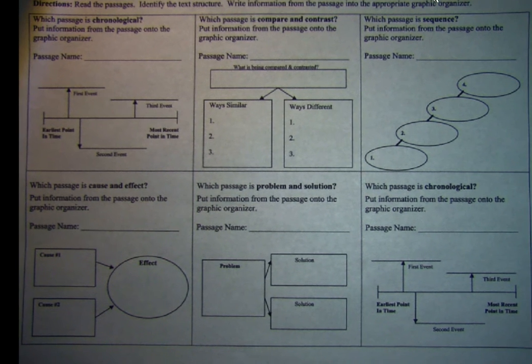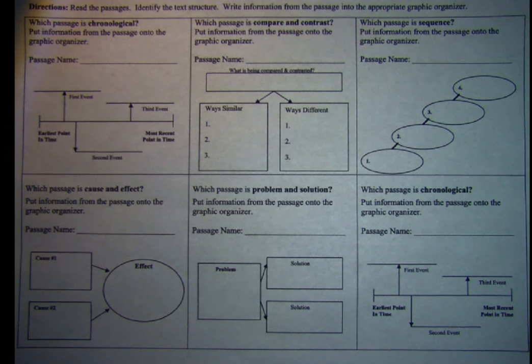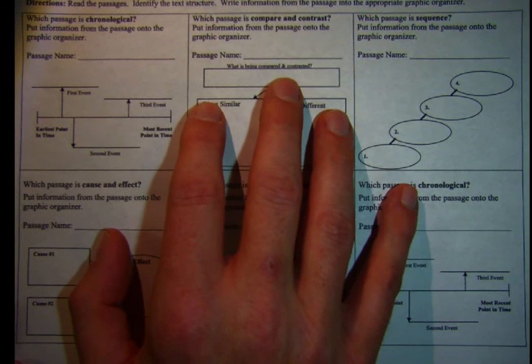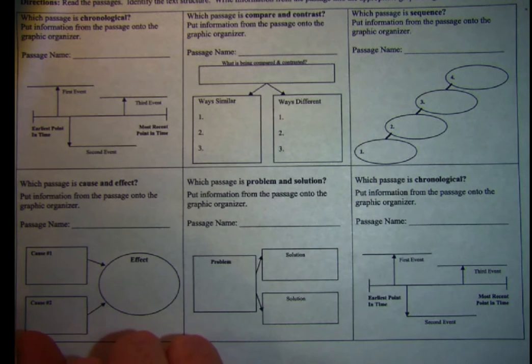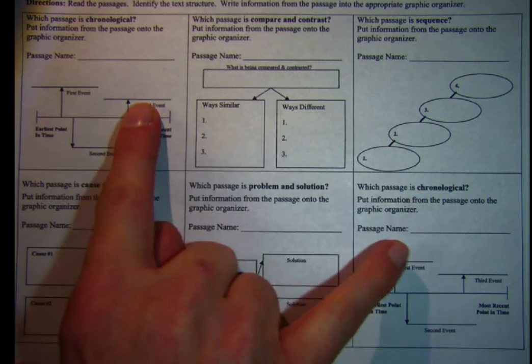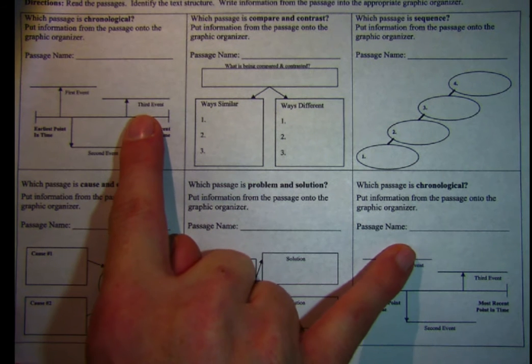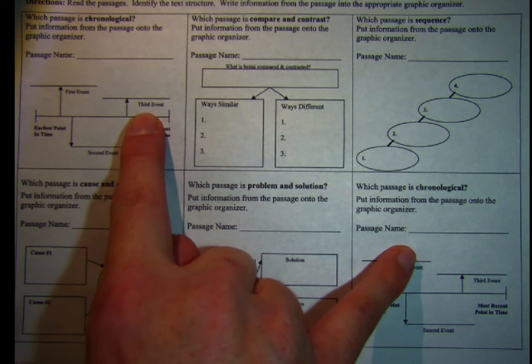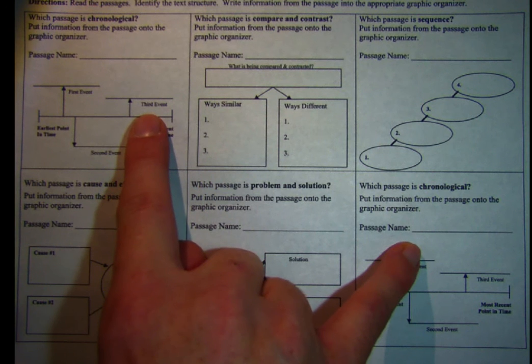Hello again. I want you to practice identifying organizational patterns in some short passages on your own. You should have this piece of paper here that has the organizational patterns, and each of the passages will match up to one of these. You'll notice there are two chronological graphic organizers. That's because there are two passages that use chronological organizational patterns.